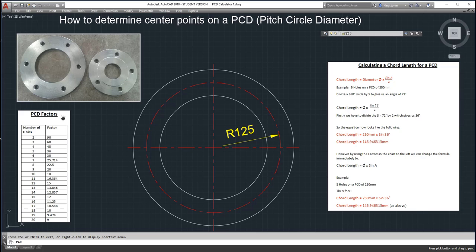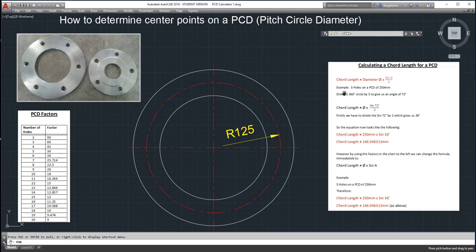Back over here on the left hand side at the bottom, I've built up a chart, PCD factors, so you can see the number of holes that you want to put in, 2 all the way through to 20. You could have more than 20, which means that you would go back and use the top formula, chord length equals diameter times sine A over 2. So if we're using 5 holes, the factor we're going to use is 36. If we were using 14 holes, the factor would be 12.857. So, top formula, as it says, chord length equals diameter times sine A over 2.